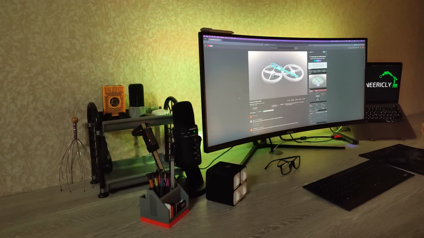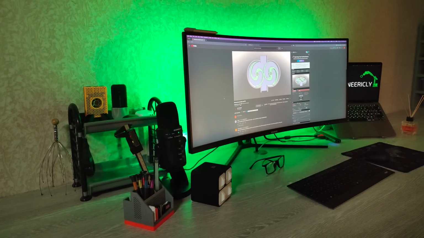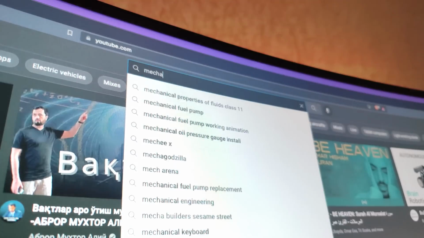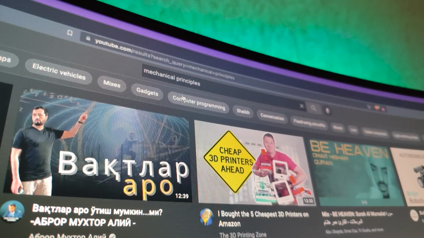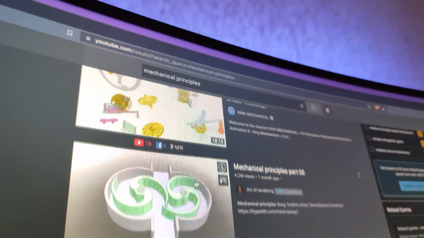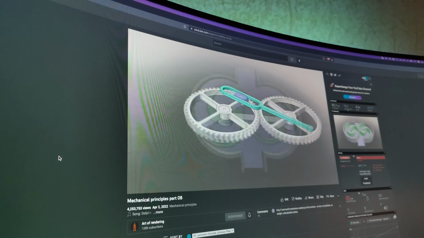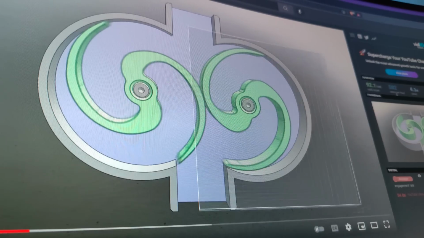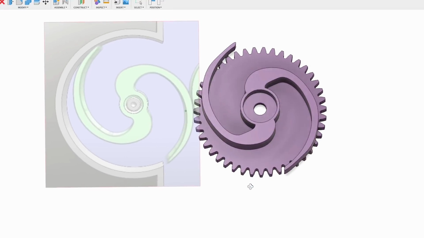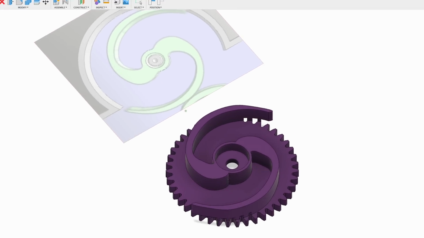I think there is no engineer who doesn't like moving mechanisms. Recently, I watched a video about mechanical principles by a YouTube channel called Art of Rendering. The video had many satisfying animations, and this dual impeller pump took my attention. I was curious if it works or not, so I 3D printed and tested it. Let's get started, bismillah.